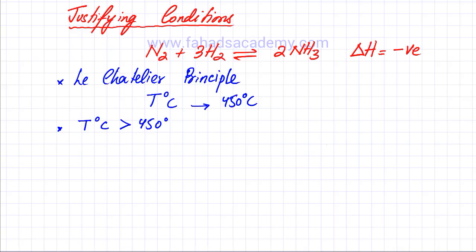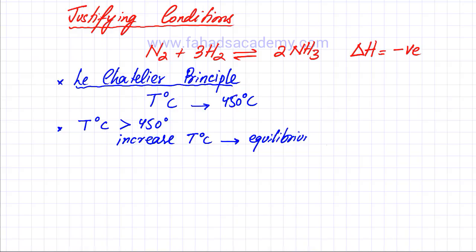So let's look at the reaction, and let's say I increase temperature. Then according to Le Chatelier's principle, the equilibrium is going to counter that. It's going to try to decrease temperature. So equilibrium is going to try and do the opposite. And temperature is decreased if the endothermic reaction is favored.